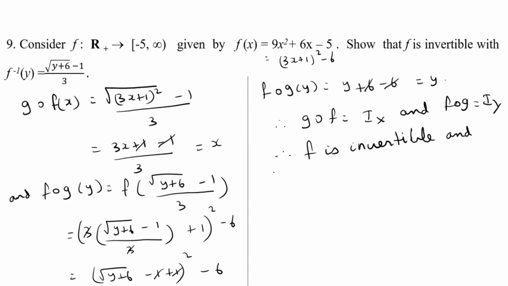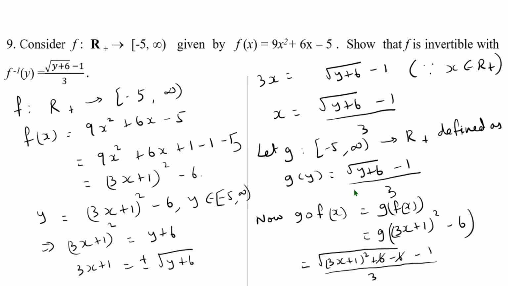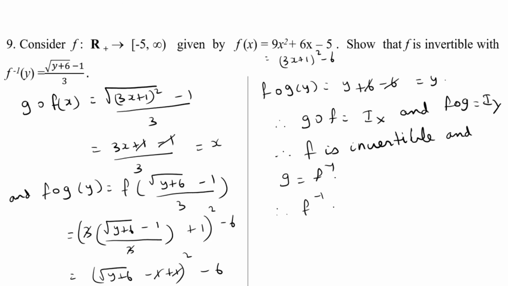and g is equal to f inverse. So we have defined g(y) as (√(y+6) − 1)/3. So f inverse of y will be equal to this function. Therefore, f inverse of y is equal to (√(y+6) − 1)/3.